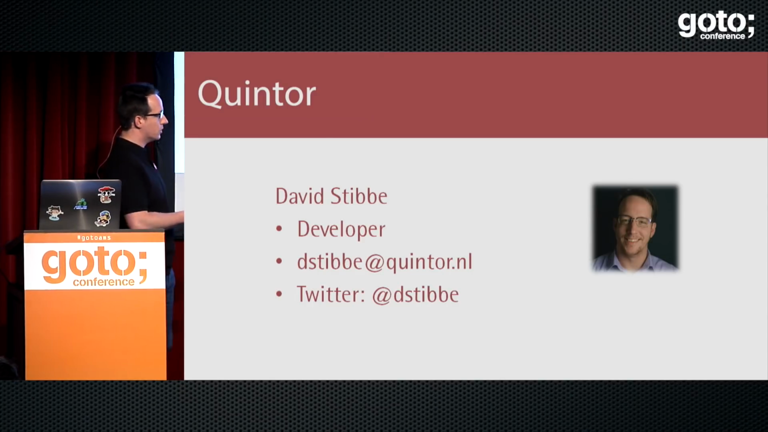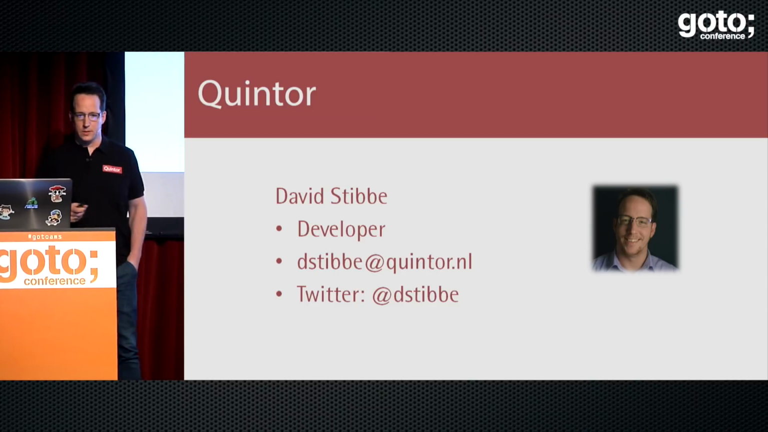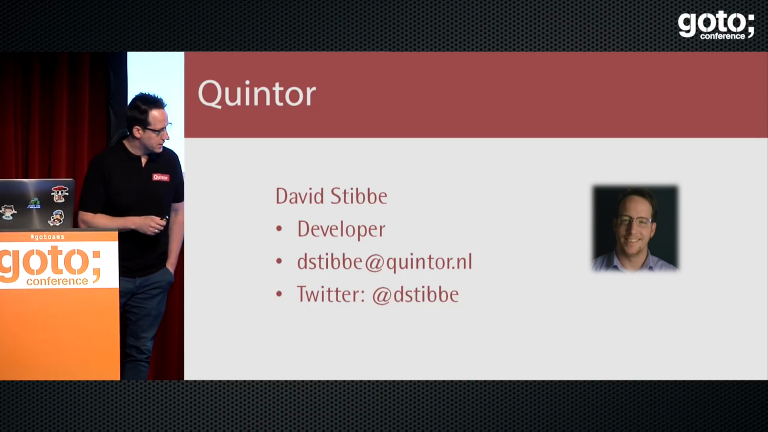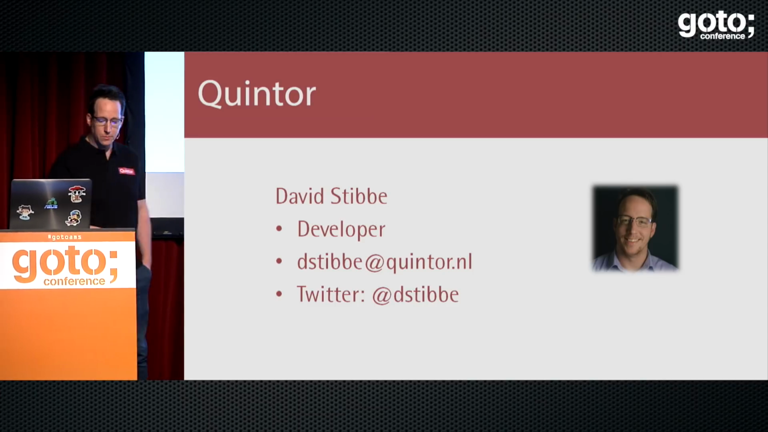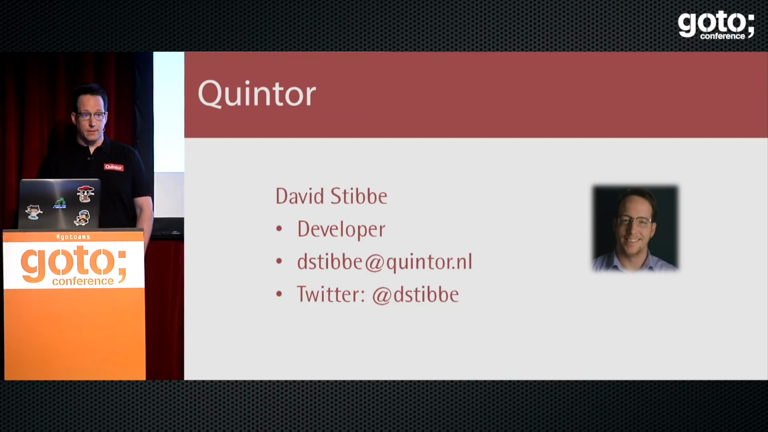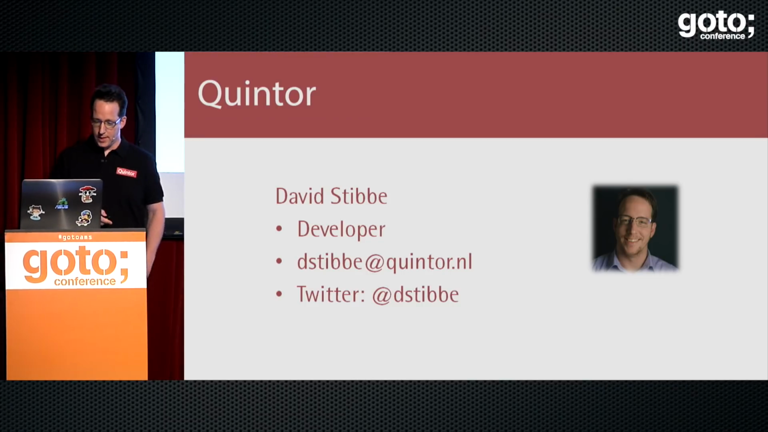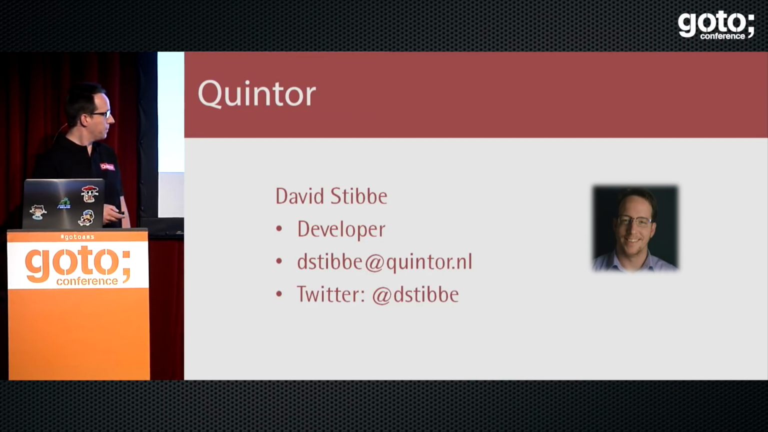So my name is David Stibbe. I'm a developer for Quintor. Quintor is an agile consultancy agency which specializes in .NET and Java. You can Twitter me at my handle. I'm a father of one little AI, and another one is on its way soon.